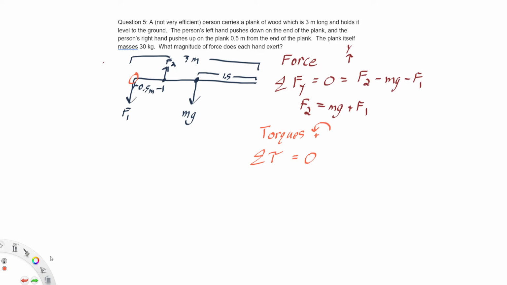For my purposes here, I'm going to put the axis of rotation on the end, because again, it's not rotating at all, so it's not rotating around the end of the plank. So then the torques we have are going to be F2 times its distance, which is half a meter. And that's going to tend to cause a counterclockwise rotation, so it's a positive torque. The weight is going to tend to cause a negative torque, and it's going to be acting a distance of 1.5 from the axis of rotation. So that implies that F2 is equal to mg times 1.5 over 0.5. In other words, 3 mg.